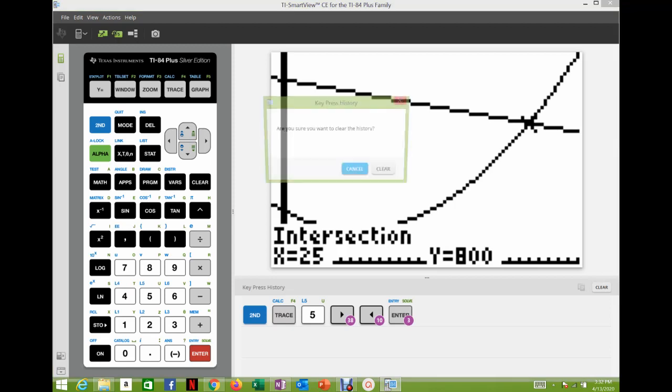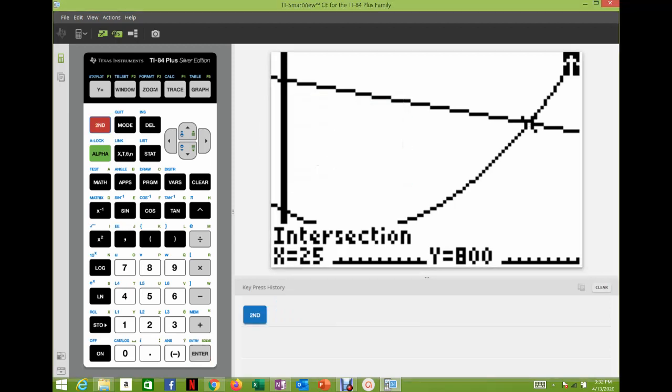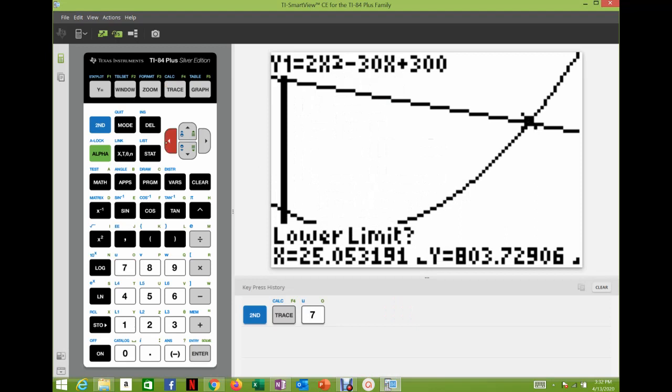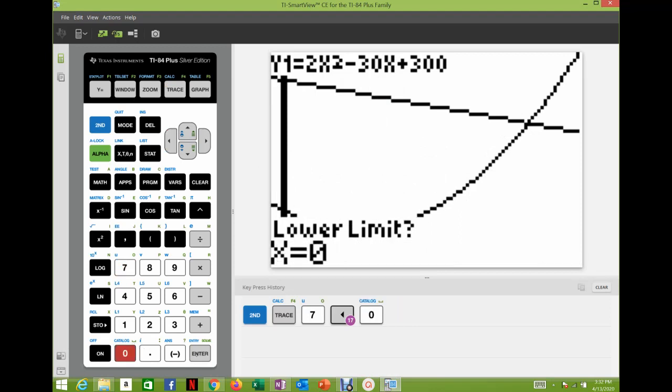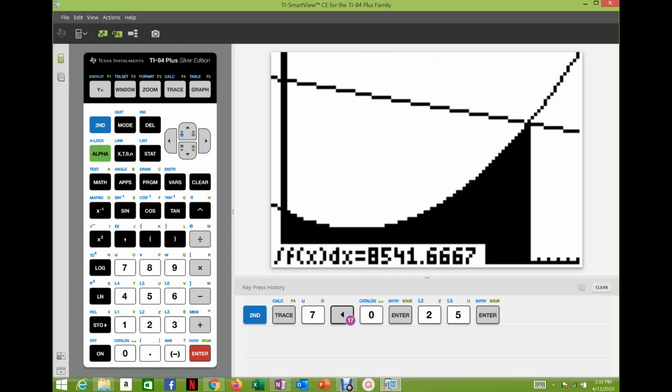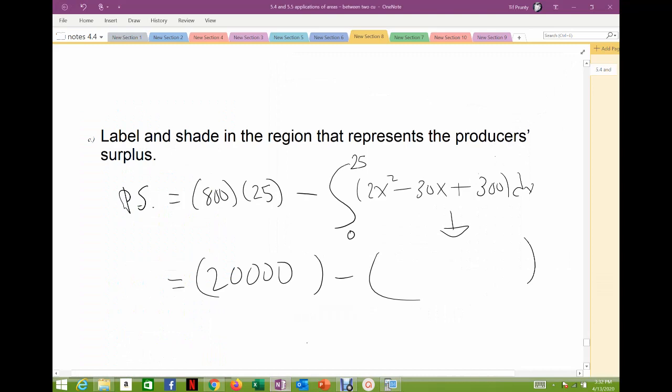So, second trace, integration 7, making sure I'm on the right function, and I am. Alright, that's my supply function. So I'm integrating from 0, enter, to 25, enter, and it should shade under the supply. Remember, that's the area I don't want. I throw that away. I want to subtract that from my revenue. Alright, so I'm going to take that 8,541.67 and subtract it away from my 20,000.